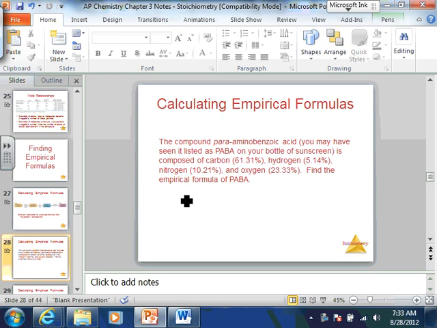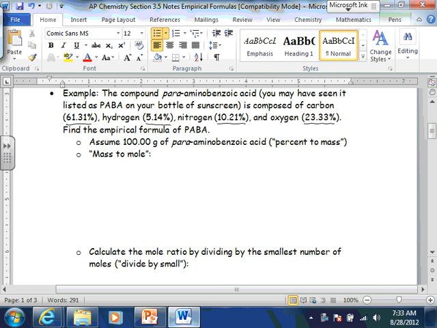Okay, so we've got 61.31 grams of carbon, 5.14 grams of hydrogen, 10.21 grams of nitrogen, and 23.33 grams of oxygen. Okay, so those are our four things that we have.